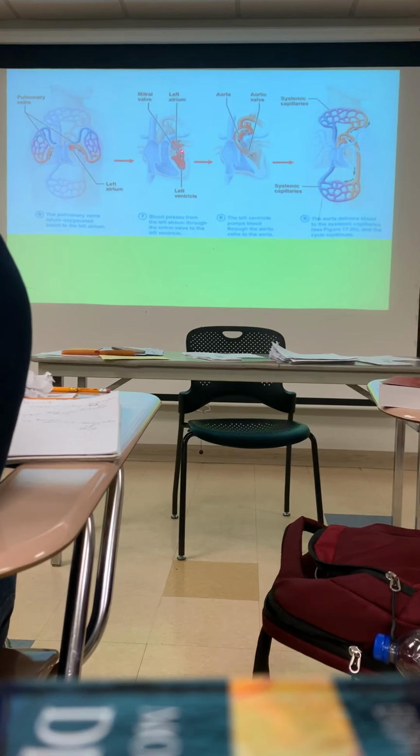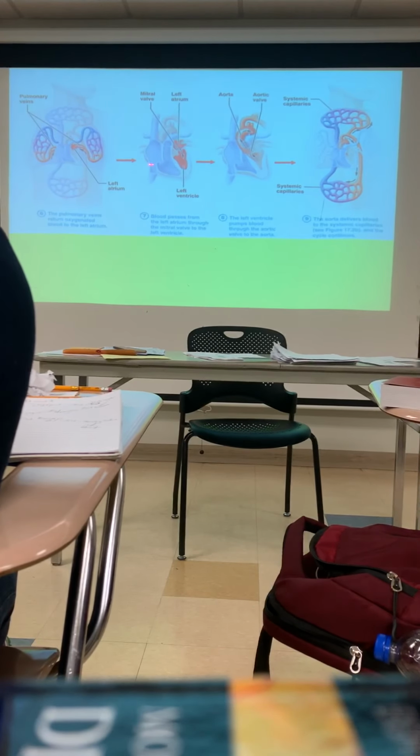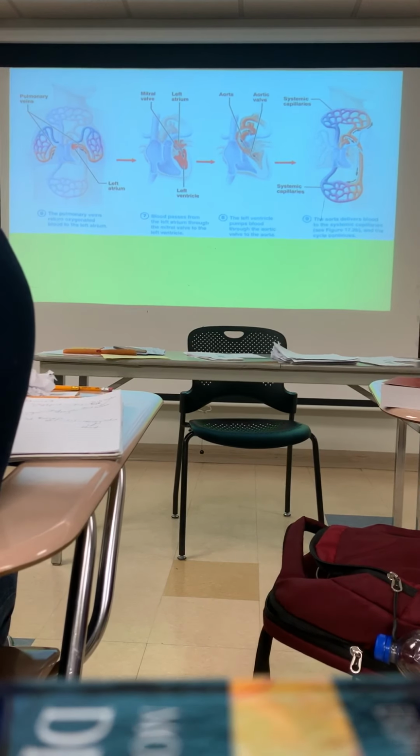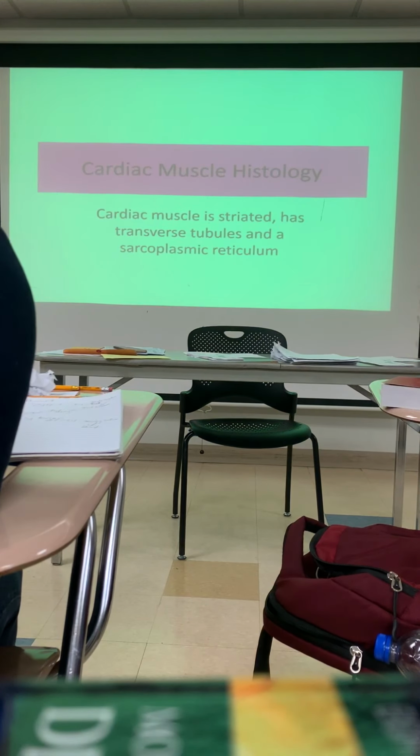to the left atrium, yes, and then there's a bicuspid valve from the left atrium to the ventricle. So the left ventricle pumps blood to the aorta, okay, and then to the systemic circulation. So you have that. Two slides. Okay, I think we have this.